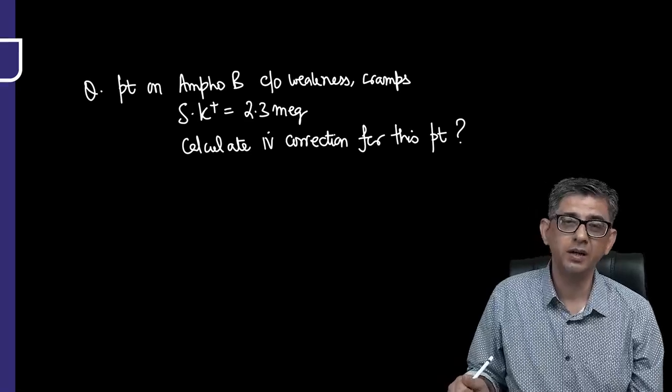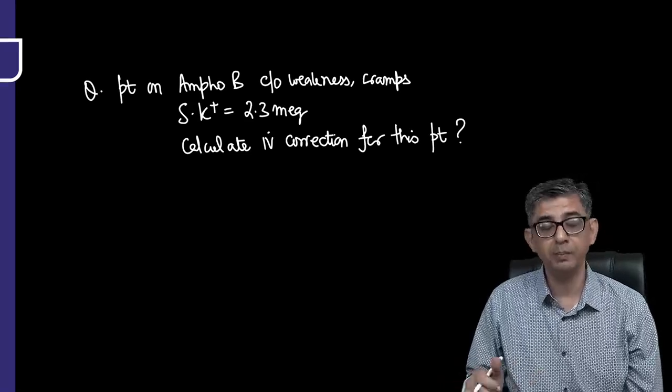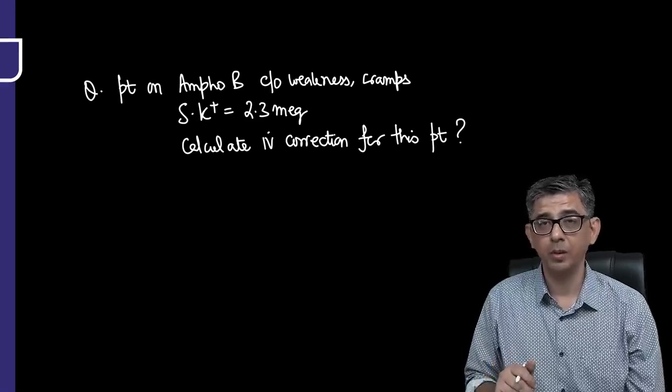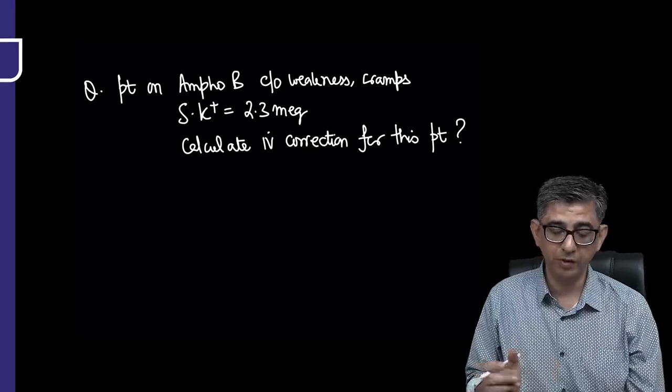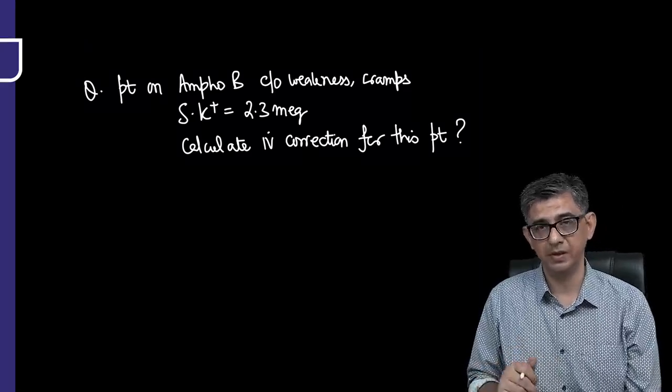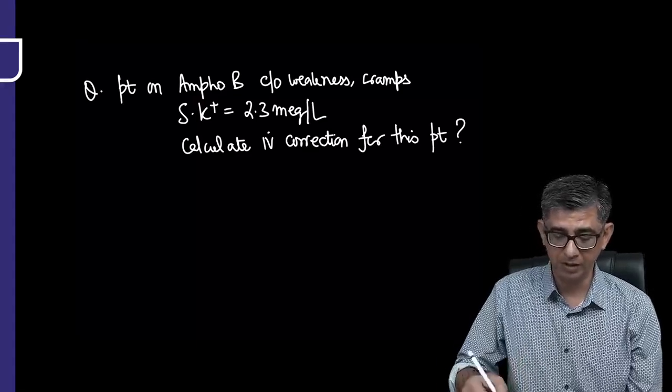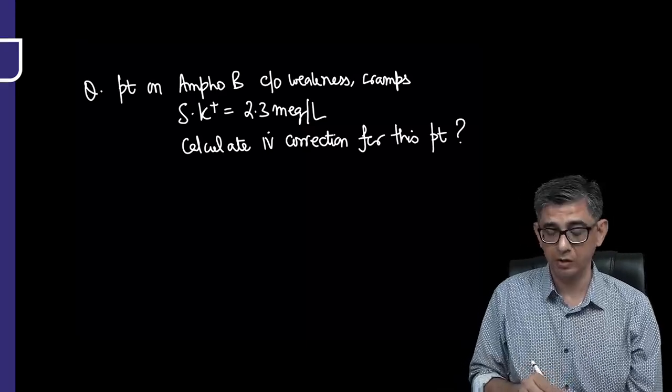So for this deficit, I'll discuss a question before you where he described a patient on amphotericin B. Maybe it could be a case of cryptococcal meningitis. An AIDS positive patient who's on amphotericin B is now having weakness and cramps. The doctor did a potassium and it turned out to be 2.3 milliequivalents, and he says calculate the IV correction which is to be done in this patient.